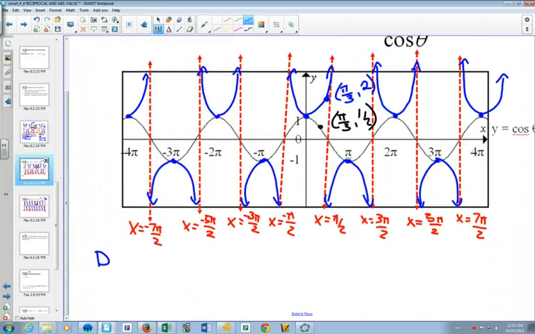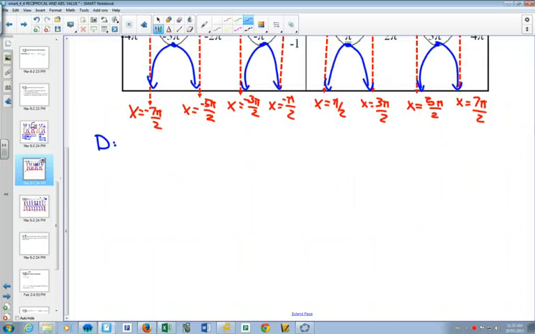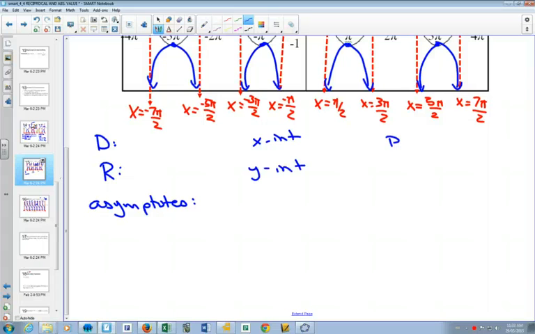For a secant graph, domain, range, and our asymptotes, x-intercepts, y-intercept, our period, and whether it's odd or even.